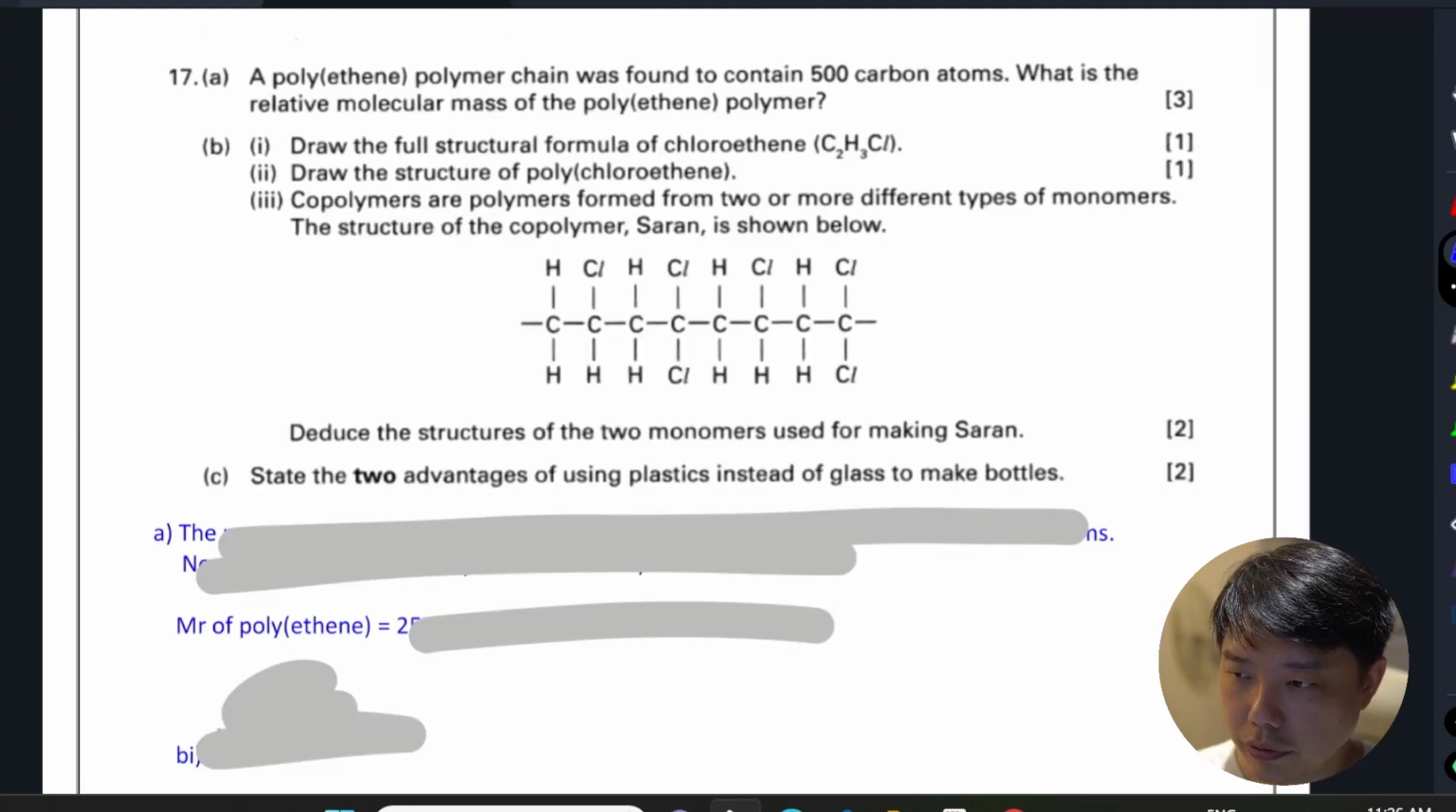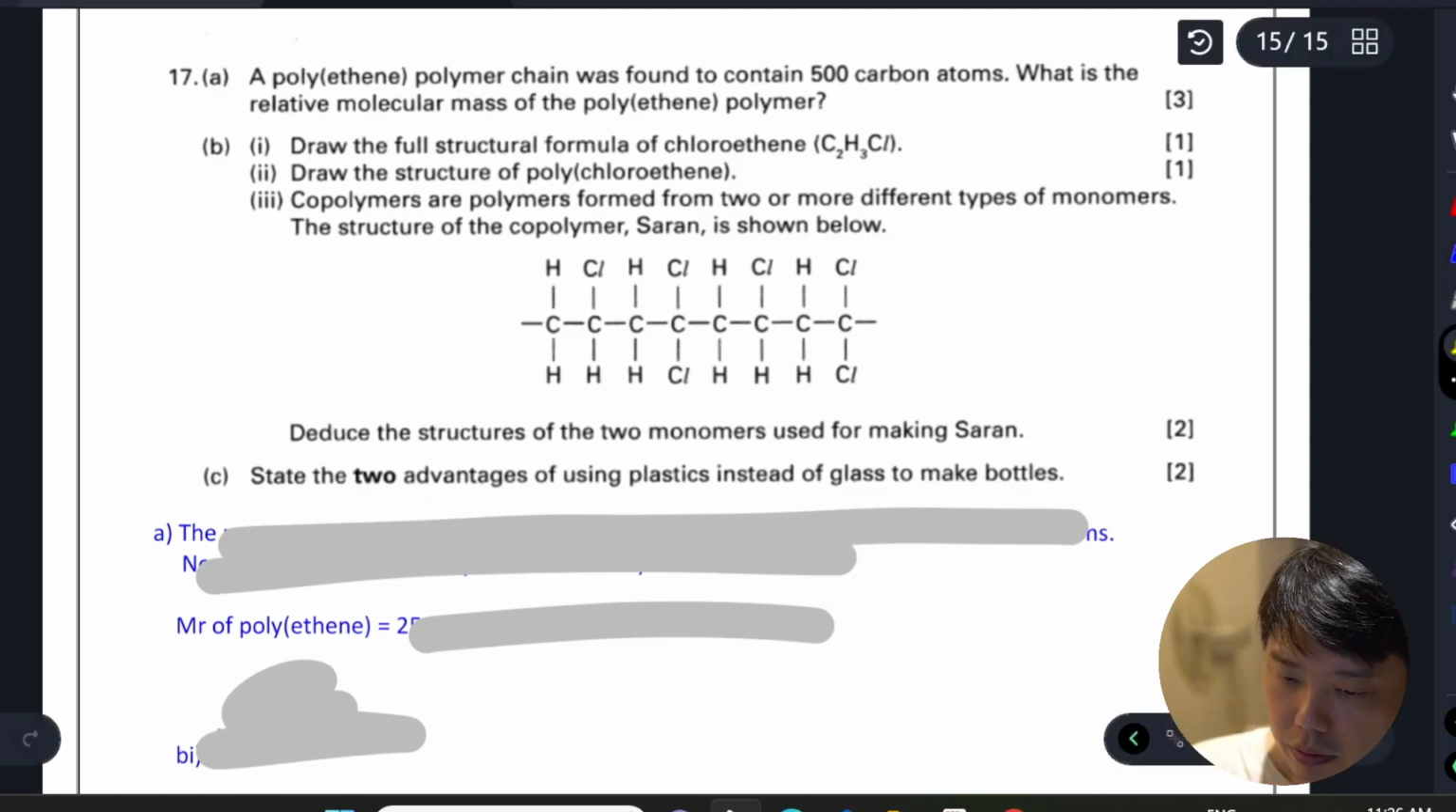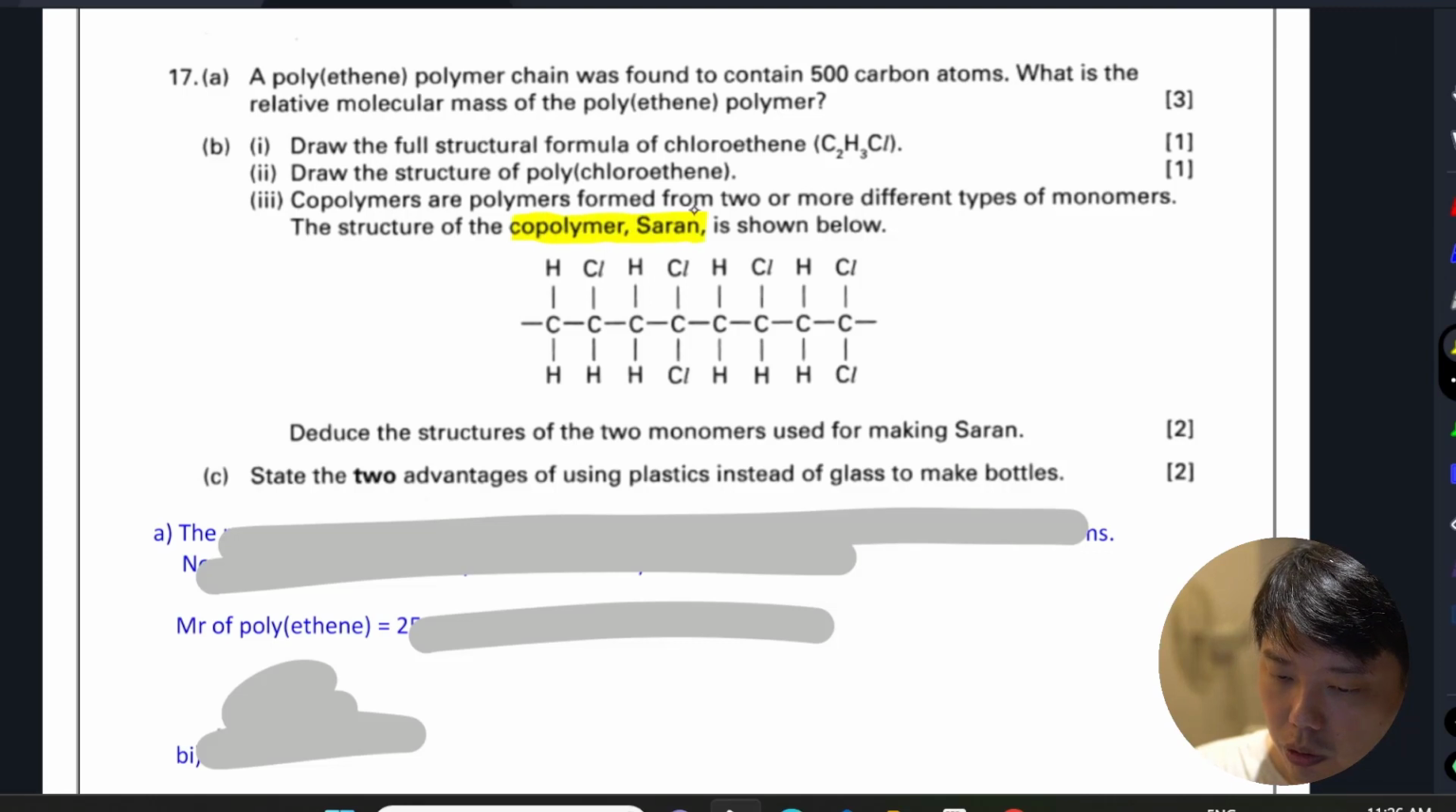One of the other ways that they can give you the question is that they can give you a polymer chain with two or more different types of monomer. So I'm going to show you this example, which is a copolymer called saran. Look at the polymer chain. Where can you identify the difference?